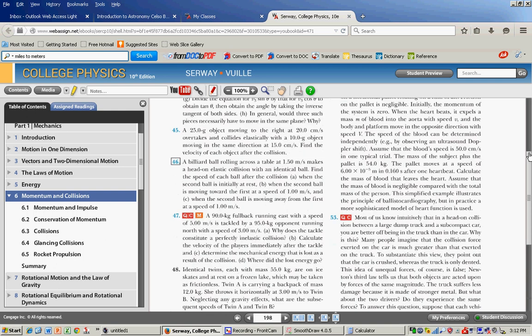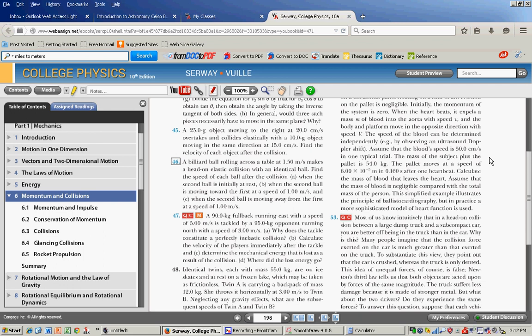No, problem number 45 is one in which you have a 25 grams object that is moving to the right with a velocity of 20 centimeters per second and overtakes and collides elastically. This is the key the person who wrote the problem is giving us, indicating there is conservation of kinetic energy in the system, with an identical ball. So the identical ball means the mass is the same. Find the speed of each ball after collision. Okay.